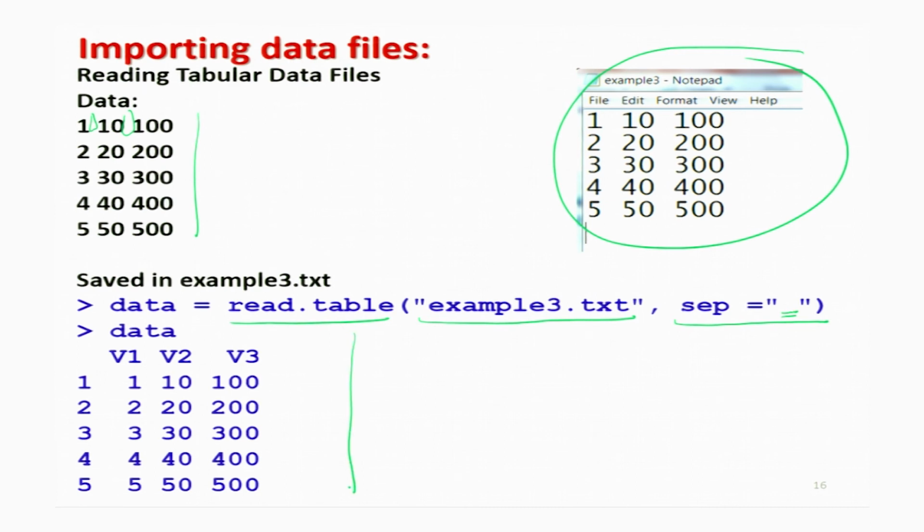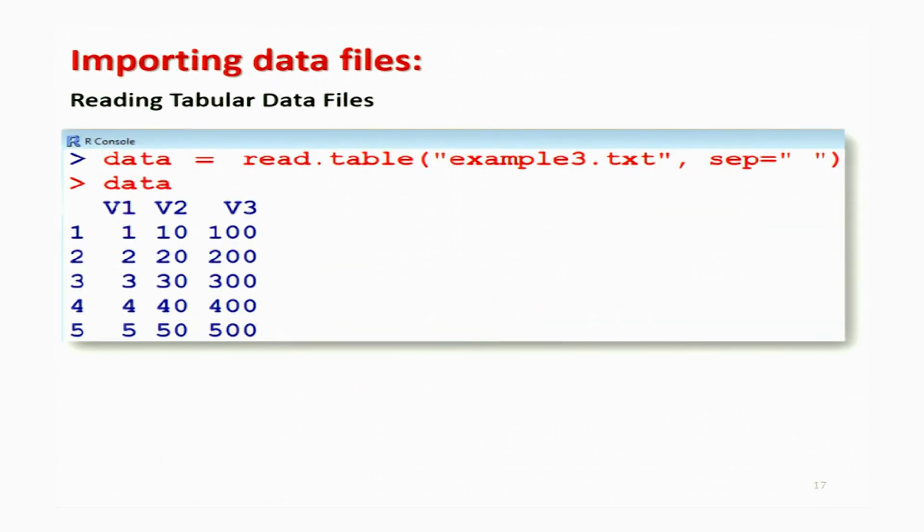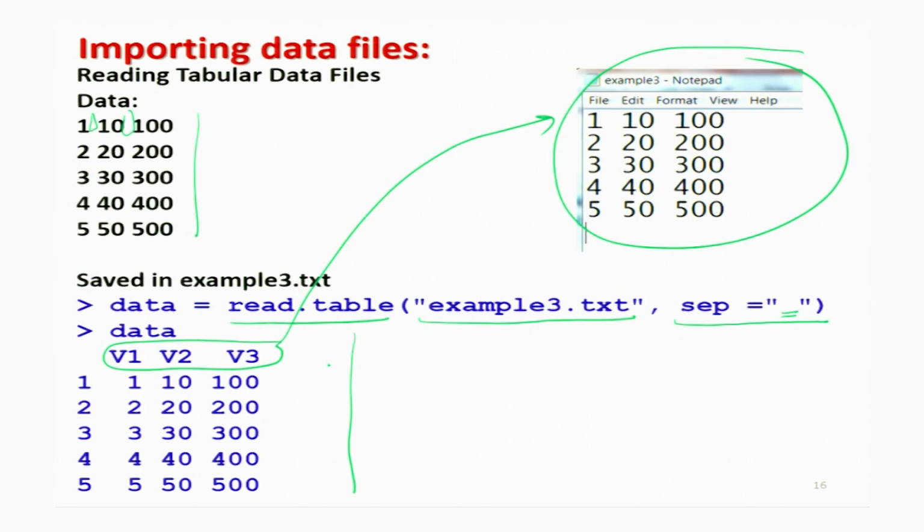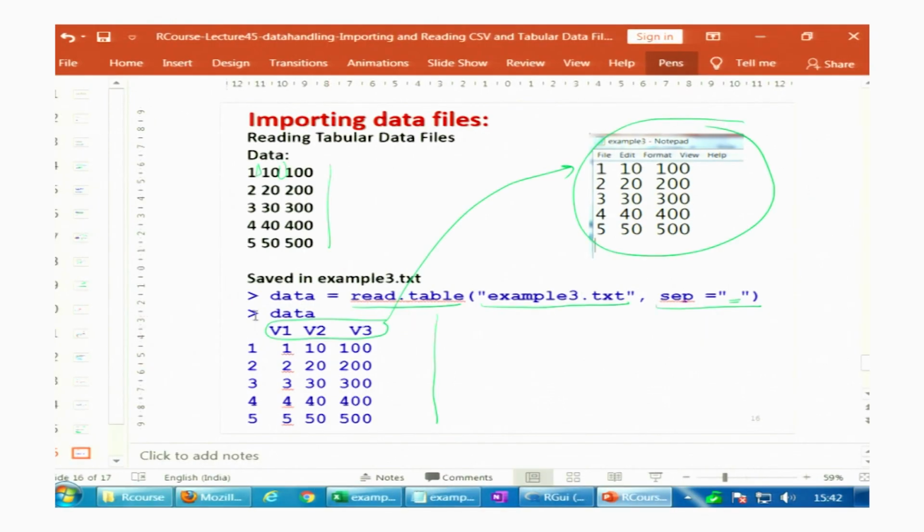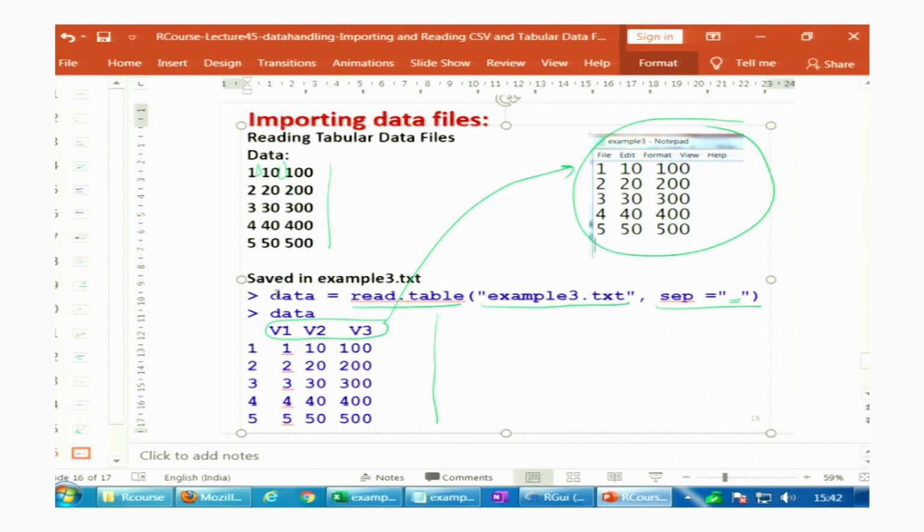Now you will understand what is really happening. What are these V1, V2, V3? There is no header in the file, so R automatically creates a header with the names V1, V2, V3 given to column 1, column 2 and column 3 respectively. You can see the screenshot here, and after that you can change the column names also. So let me show you these operations in the R software.